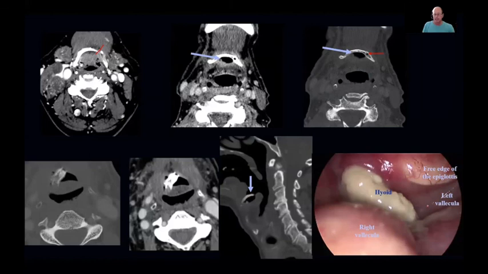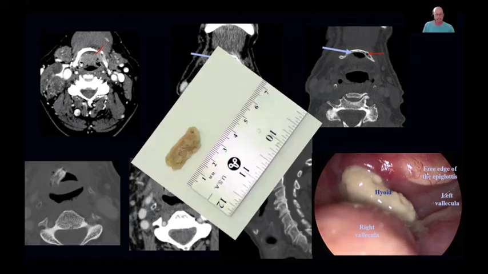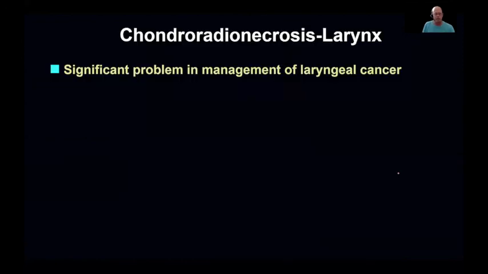This is what it looked like on exam. And actually, the patient hocked up this fragment of hyoid and gave it to me as a gift. It's sitting on my desk. So this is hopefully going to get published. We won't call it hocked up hyoid, but I have several cases like this where a piece of the hyoid was eventually hocked up.